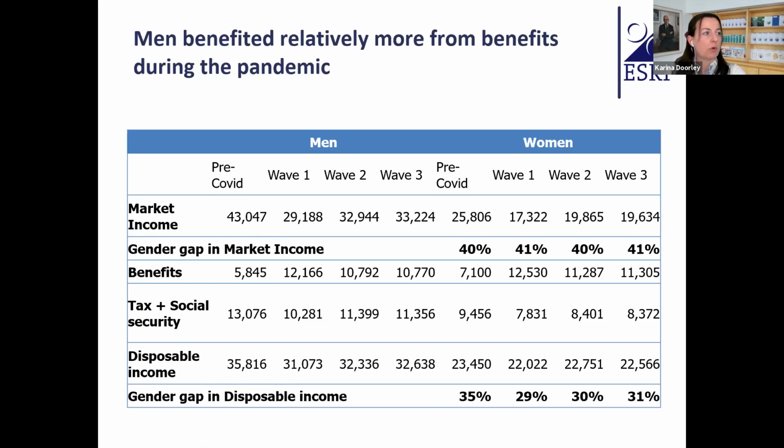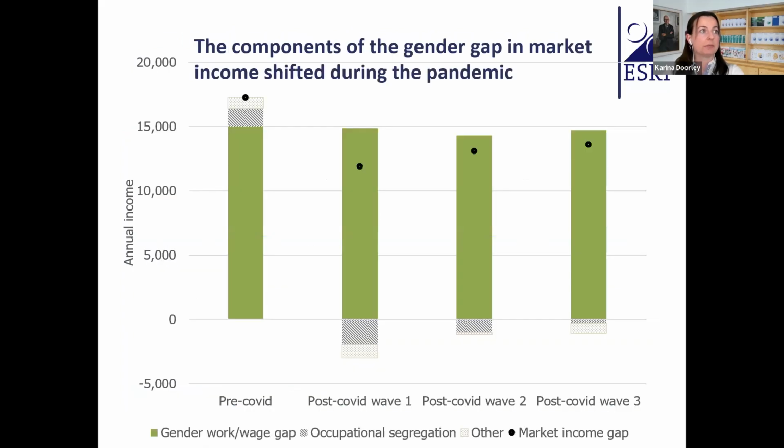And one more thing then, the tax and social security. So while men paid a lot more in tax prior to the pandemic, they still paid a lot more in tax during the pandemic than women. And this is really what we're going to see stabilized gender income inequality during this period.